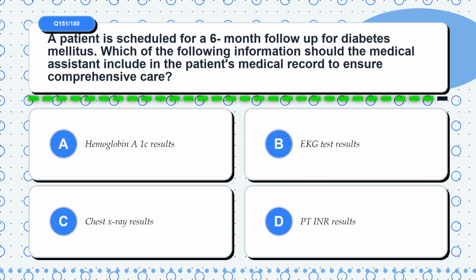Question 59. A patient is scheduled for a 6-month follow-up for diabetes mellitus. Which of the following information should the medical assistant include in the patient's medical record to ensure comprehensive care? Here are the options. Option A. Hemoglobin A1C results. Option B. EKG test results. Option C. Chest X-ray results. Option D. Patient INR results.